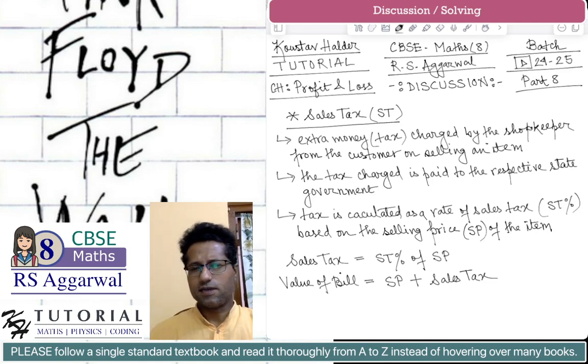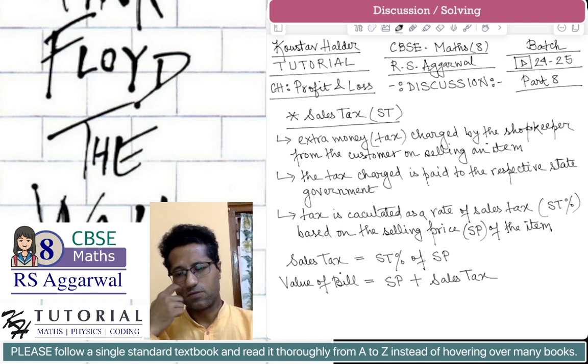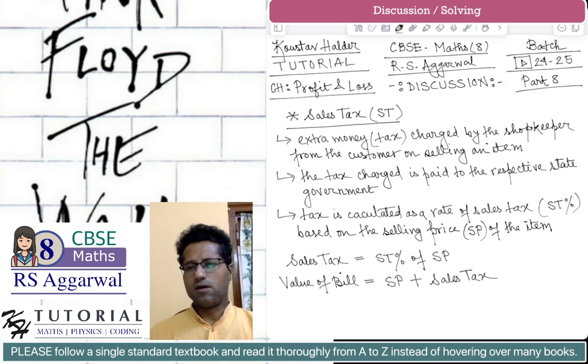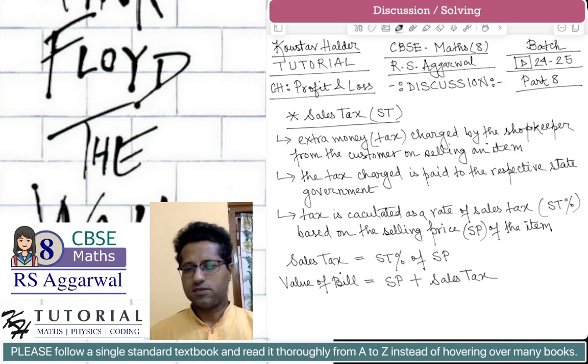Now, sales tax is an extra money which is conventionally termed as a tax charged by the shopkeeper from the customer on selling an item. So, when a customer buys an item from a shopkeeper, an extra amount apart from the selling price is charged to the customer. The tax charged is paid to the respective state government. This extra money is not going to the customer, is not going to the shopkeeper. It is not earned by the shopkeeper, but this extra money or tax is collected by the respective state government.